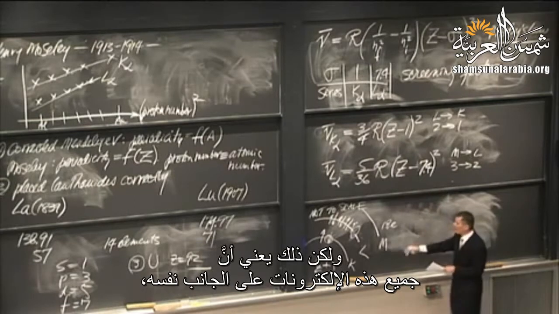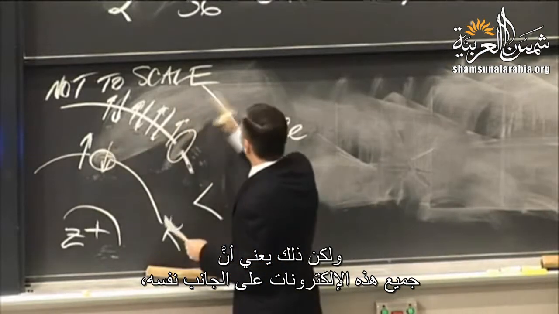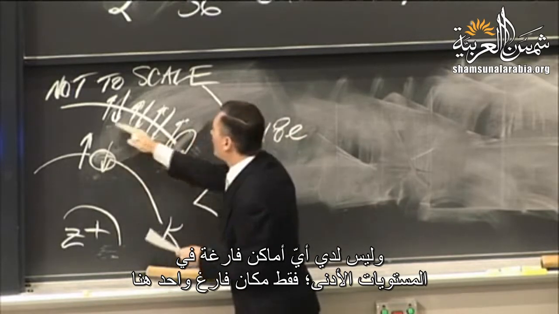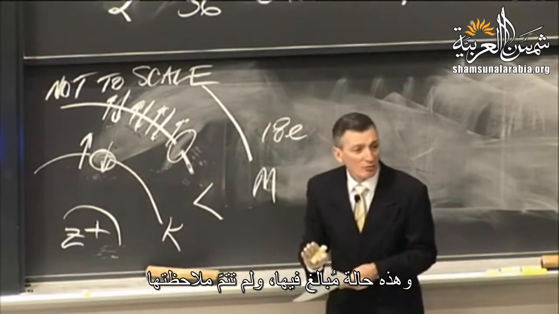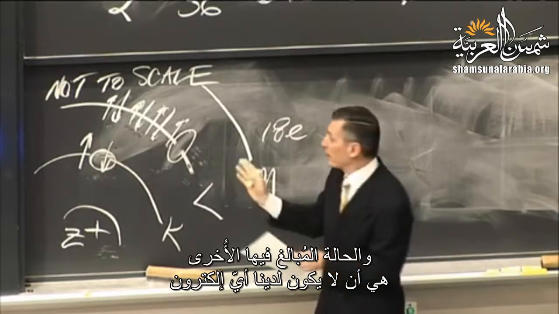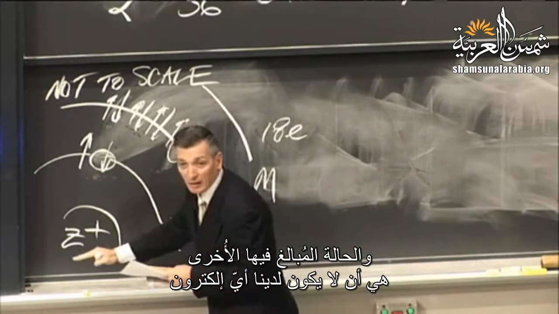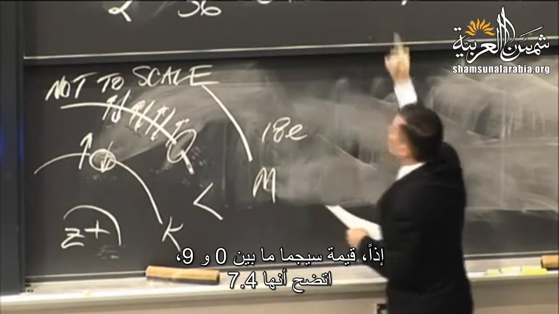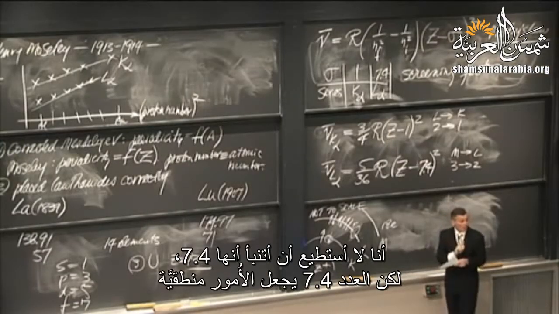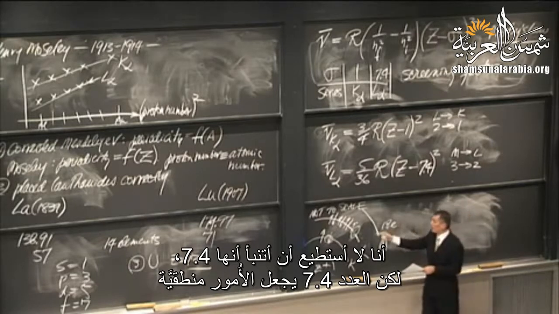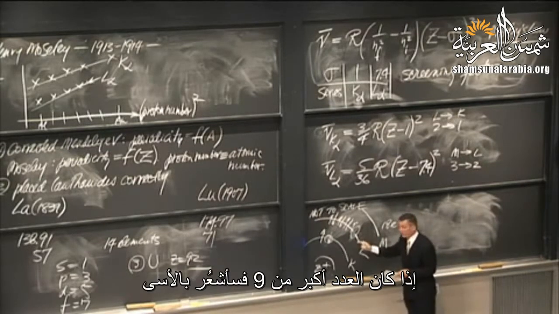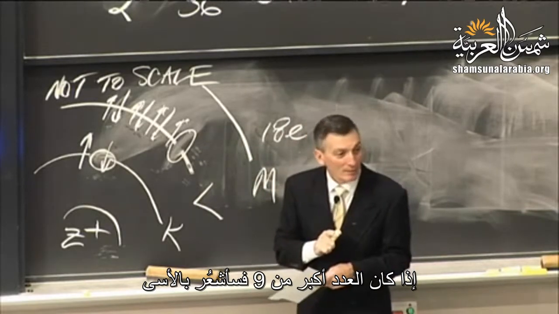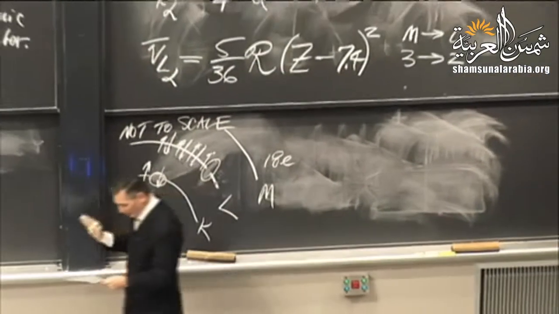But that would mean that all of these electrons are on the same side, and I don't have any vacancies lower. I only have 1 vacancy here. That's an extreme. It's not observed. And the other extreme is we blow away all the electrons. So somewhere in between 9 and 0, that turns out it's 7.4. I can't predict that it's 7.4, but 7.4 makes sense. If the number were greater than 9, I would be distressed. Okay? So this makes sense. It rationalizes.